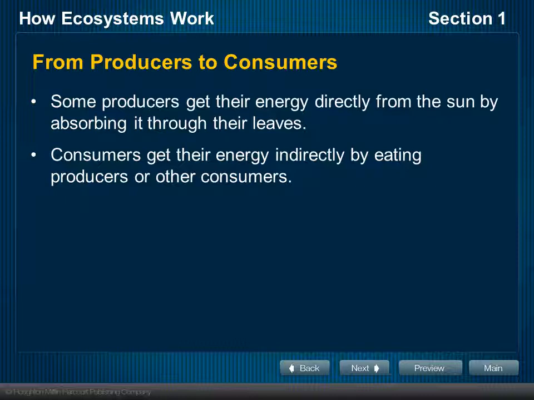Some organisms are getting their energy directly from the sun. These would be the plants, the producers, using the process of photosynthesis. Other organisms are getting their energy indirectly from the sun. They're eating things that either got their energy from the sun or are eating things that ate other things that got their energy from the sun. But the sun is foundational to the energy that is in these different ecosystems that we're talking about.